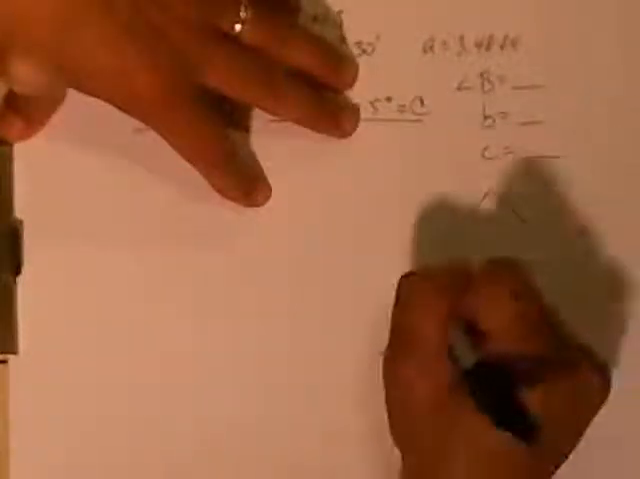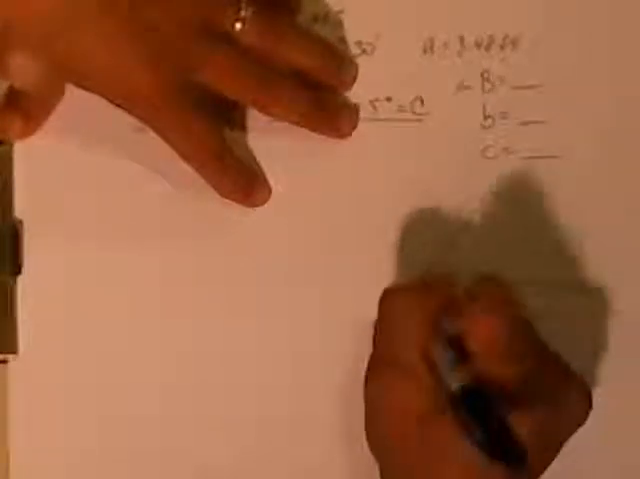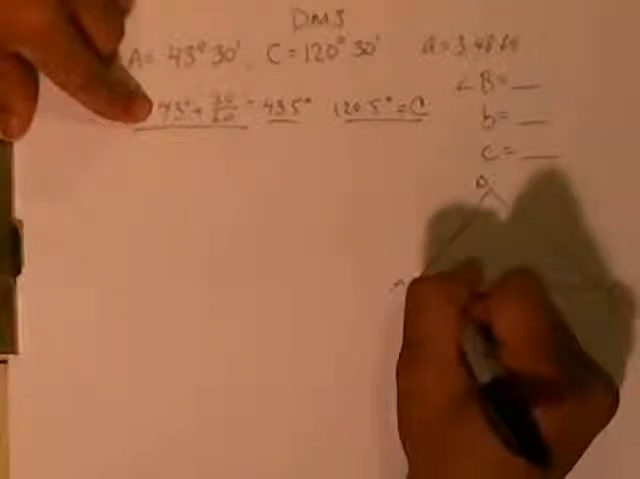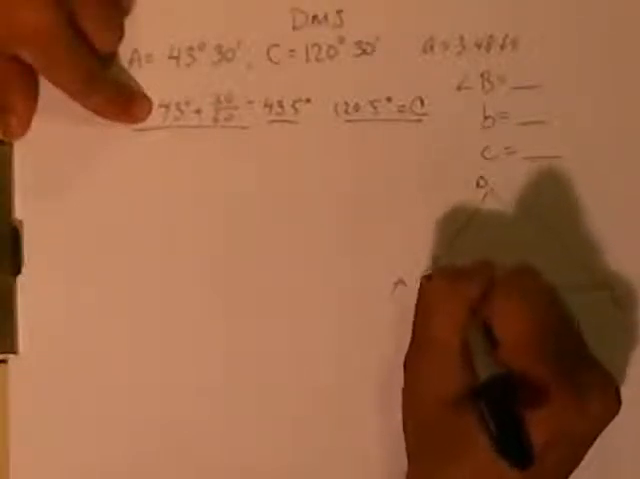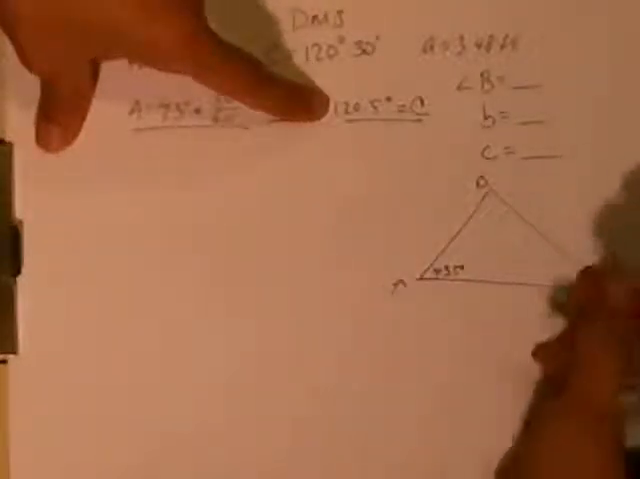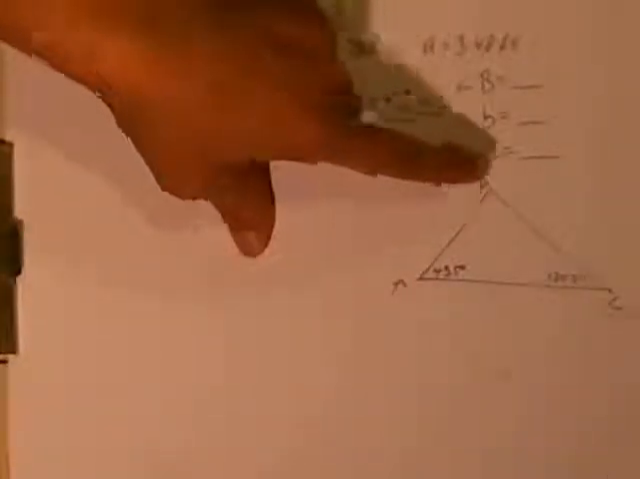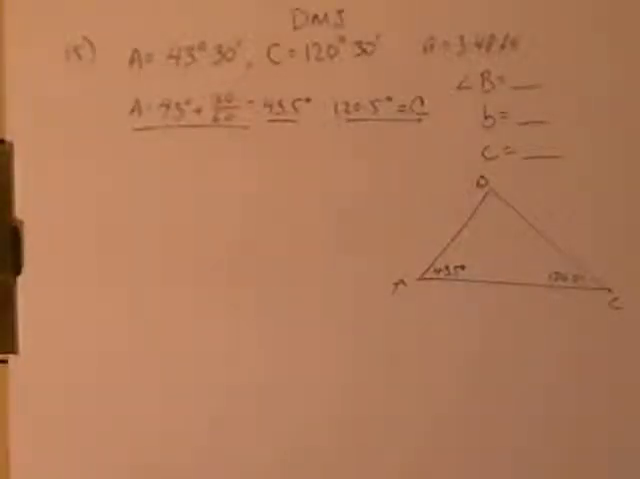Okay, so I'm going to draw the triangle out first. Nice and neat, nice and big. A, B, C. Angle A is 43.5 degrees. Angle C is going to be 120.5 degrees. And we're going to have to figure out what angle B is first. So I'm just going to use my calculator. 180 minus 43.5 minus 120.5. It's going to be 16 degrees.